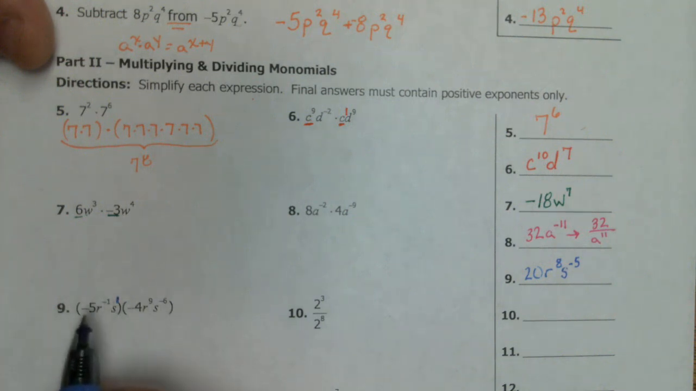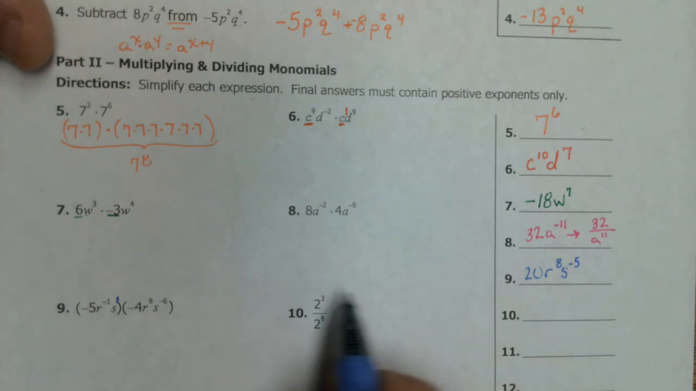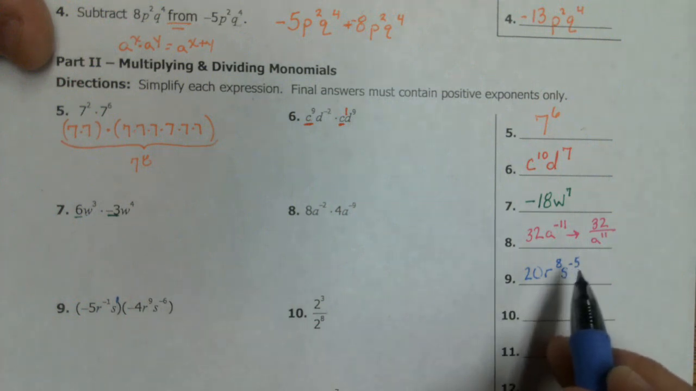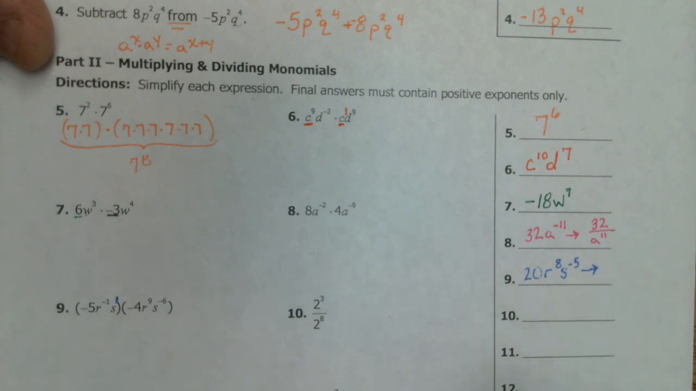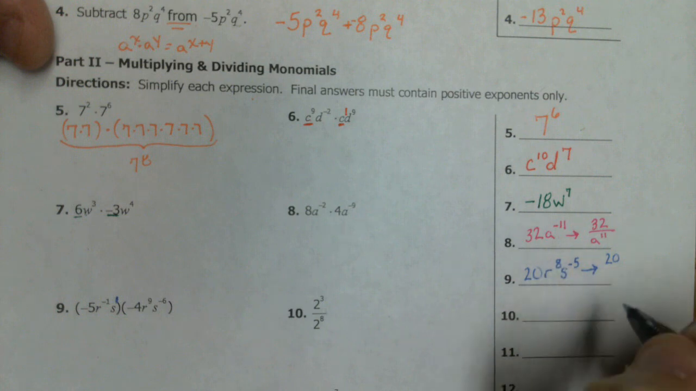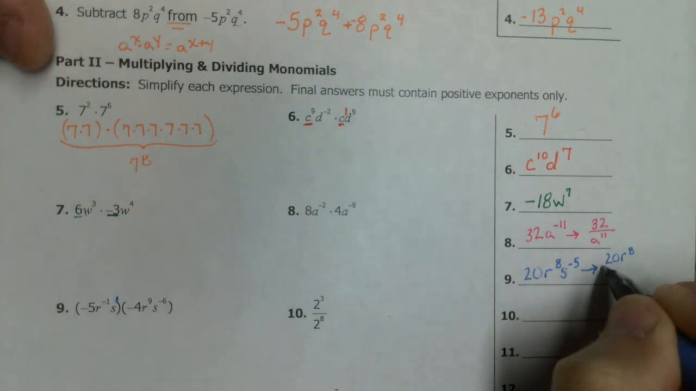We're just saying, what's my coefficient going to be? What's my r piece going to be? R to the 8th. What's my s piece going to be? S to the negative 5th. And then we clean it up. Anything with a positive exponent is where it's supposed to be. So my 20 has a positive 1, it stays on top. My r to the 8th has a positive 8, it stays on top.